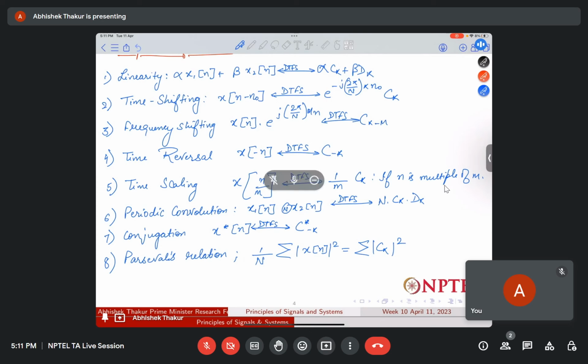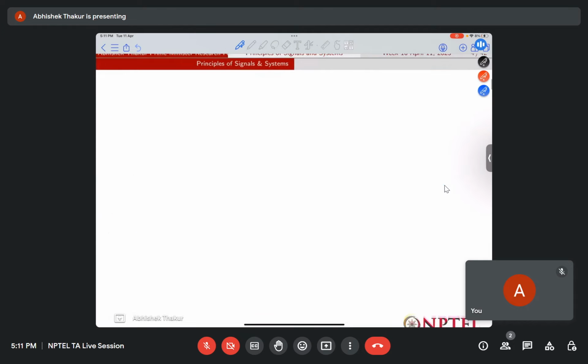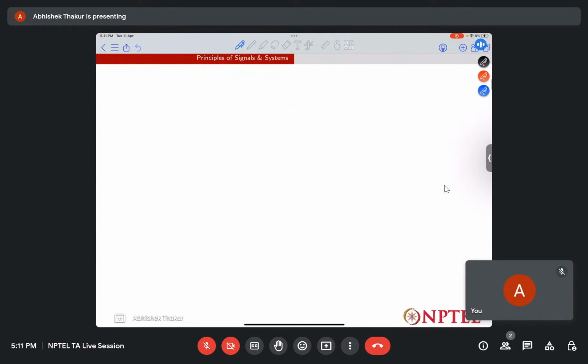So after this discrete time Fourier series, we will study about the discrete time Fourier transform. First we will see the definition of the discrete time Fourier transform.